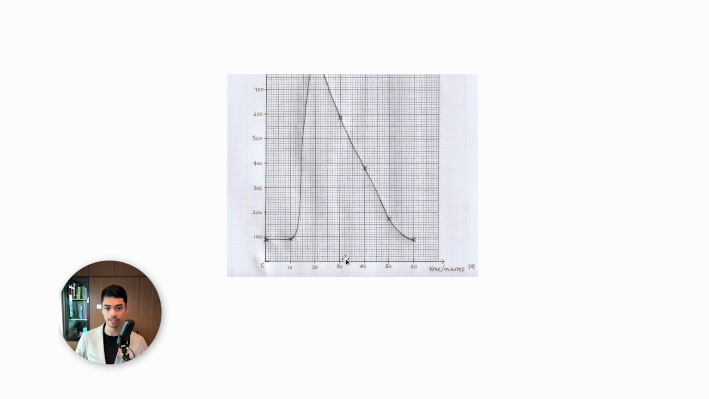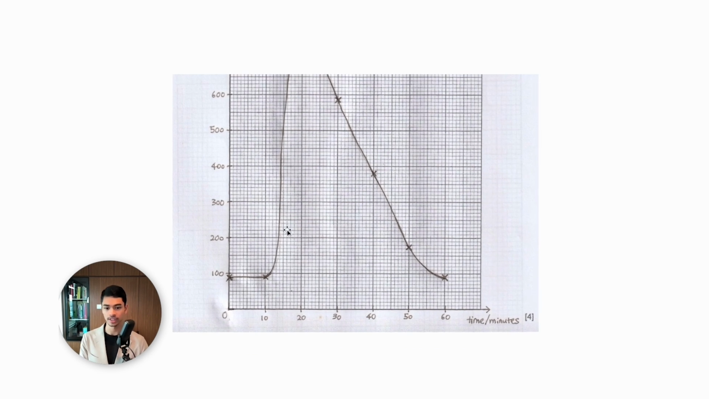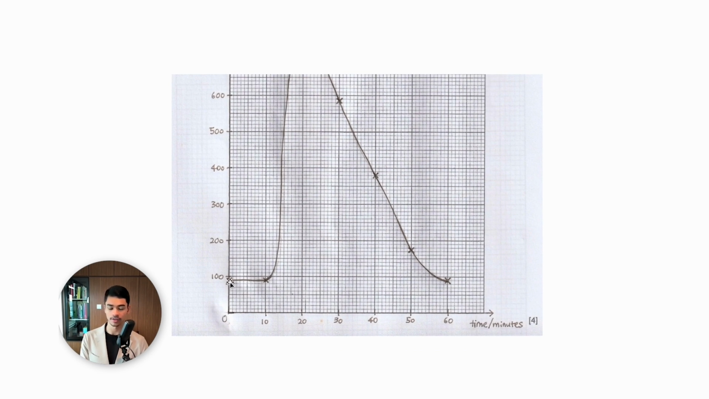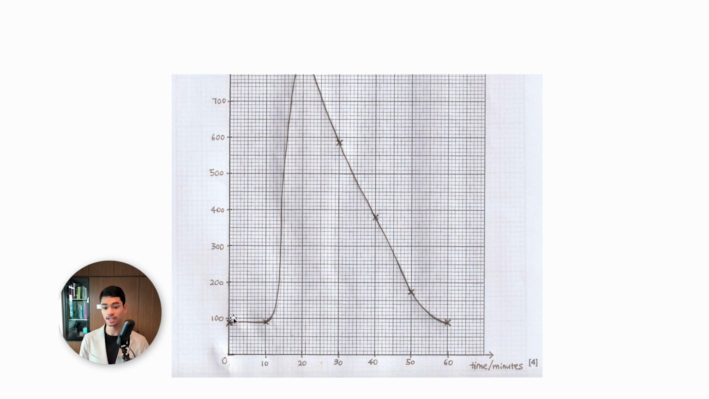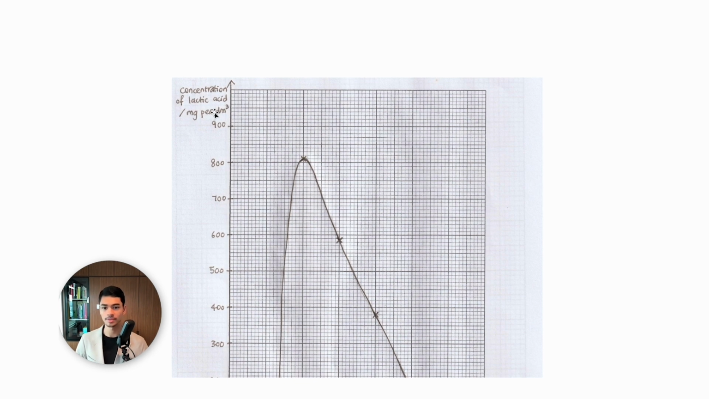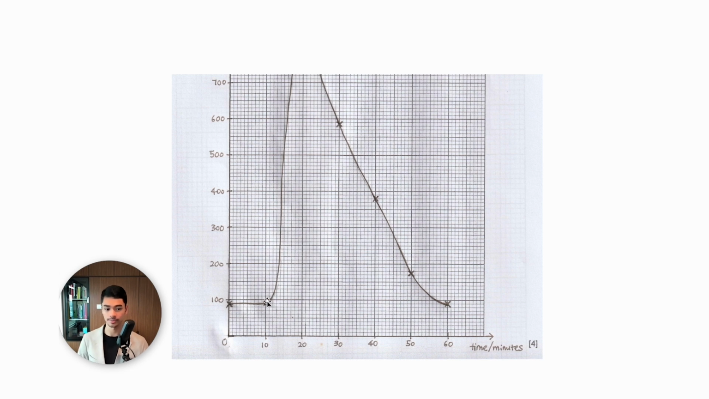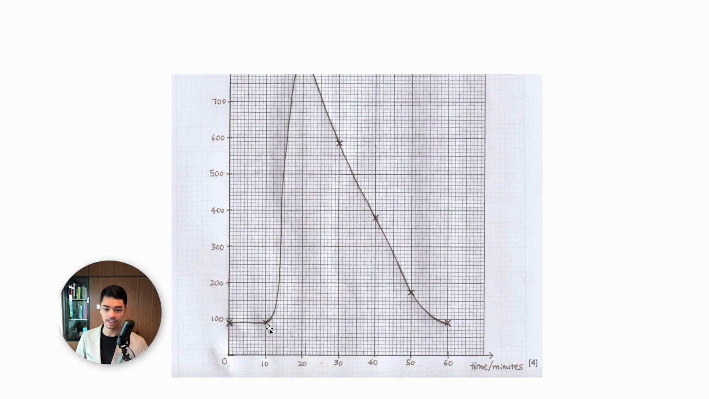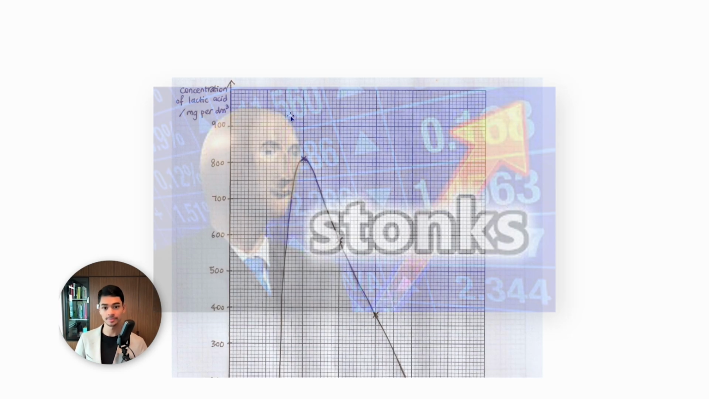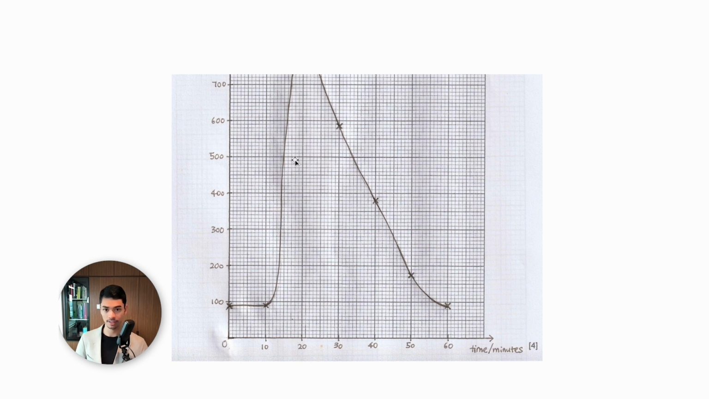So for example this one, if I were to describe this trend, I'll say, okay, from 0 to 10 minutes, the concentration of lactic acid remains constant at, this is like 90 mg per dm cube. So that's 1 mark already. Then from 10 to 20 minutes, it increases sharply. Okay, I'm assuming this is a 3 mark question. Then from 10 to 20 minutes, it increases rapidly or sharply to, what is this point?